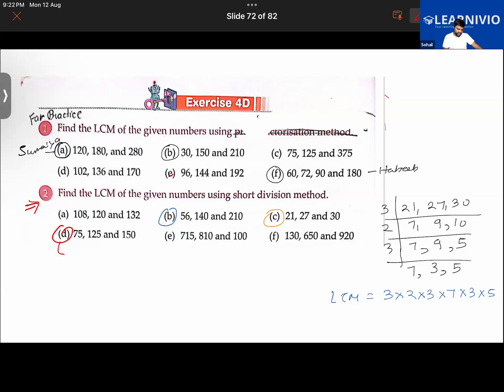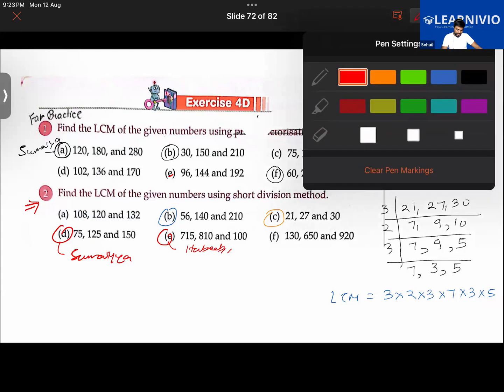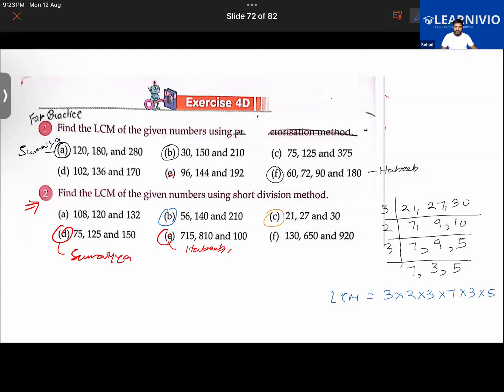So you guys can pick any questions as you wish. Question number D I'm going to give to Sumaya. Okay. Question number E, Habib, you solve this, okay? And solve it before the class ends. Don't take too much time.